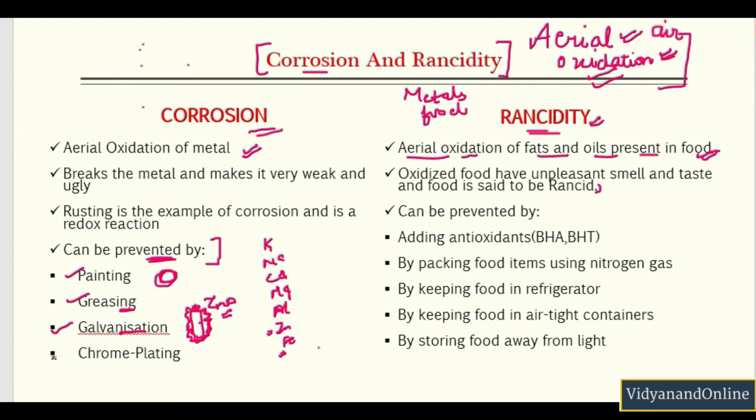Okay, last is chrome plating. So here again, you basically coat the iron with chromium in order to prevent air and water from coming in contact with the iron, and thus the corrosion is prevented.